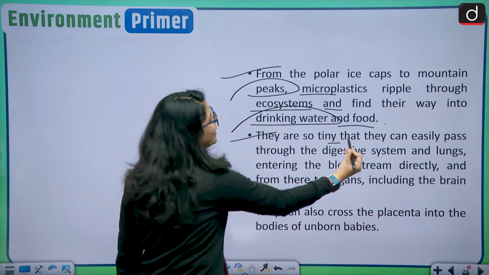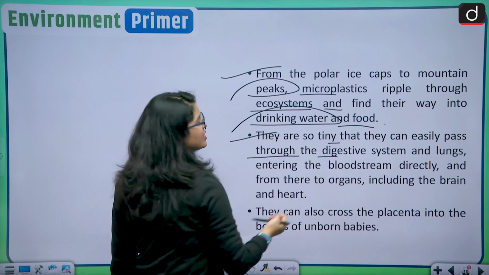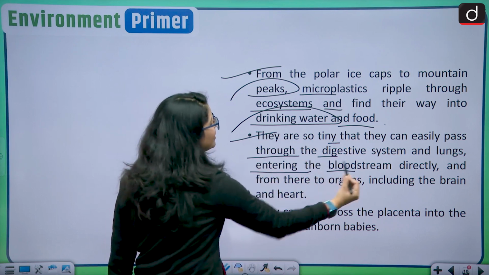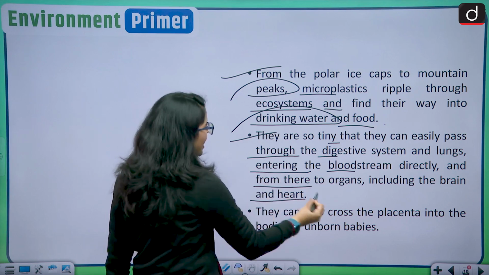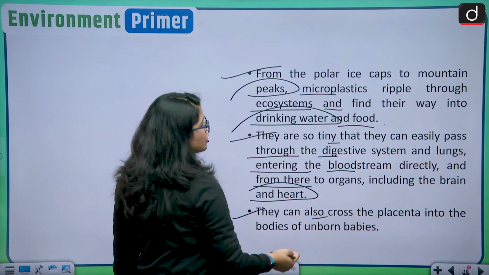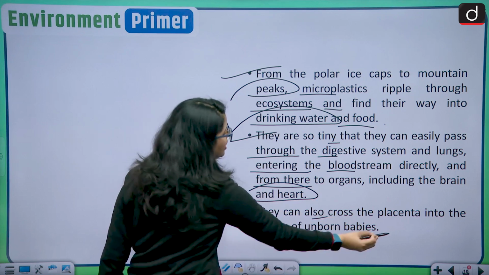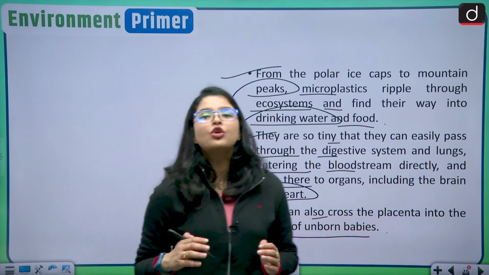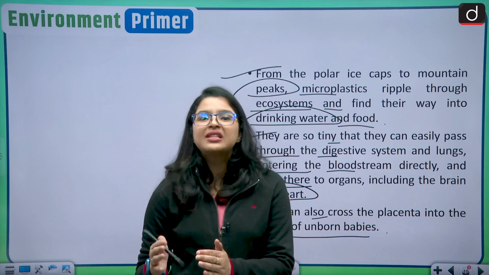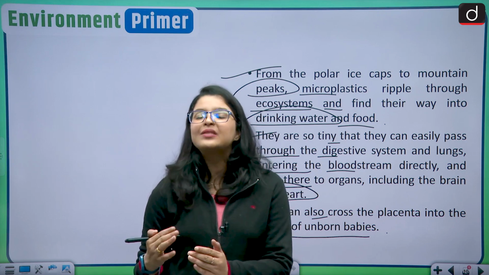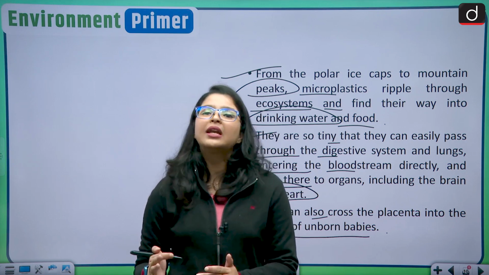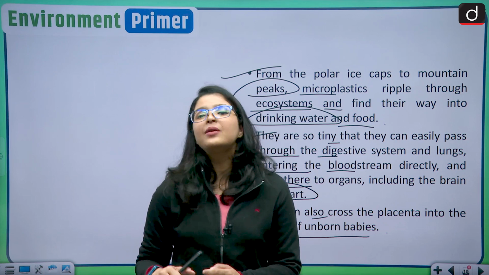They are so tiny that they can easily pass through the digestive system and lungs, entering the bloodstream directly, and from there to organs including the brain and heart. They can also cross the placenta into the bodies of unborn babies. So just imagine how dangerous they are. They can break every immunity barrier that is present in our body to enter our body and definitely hamper our health.